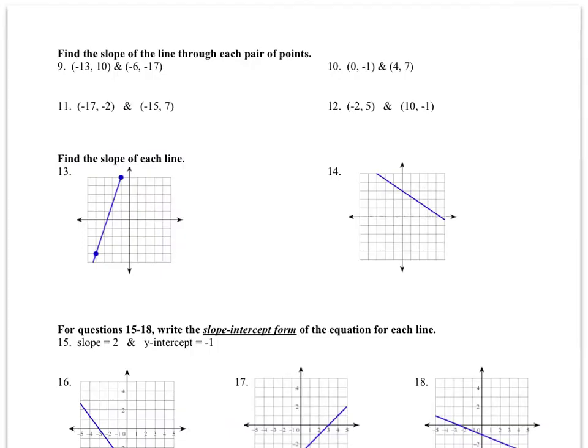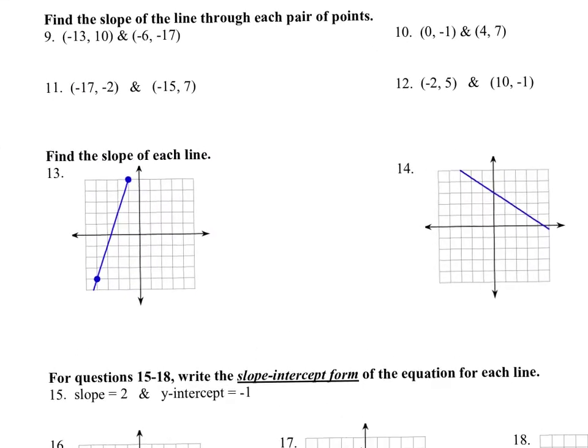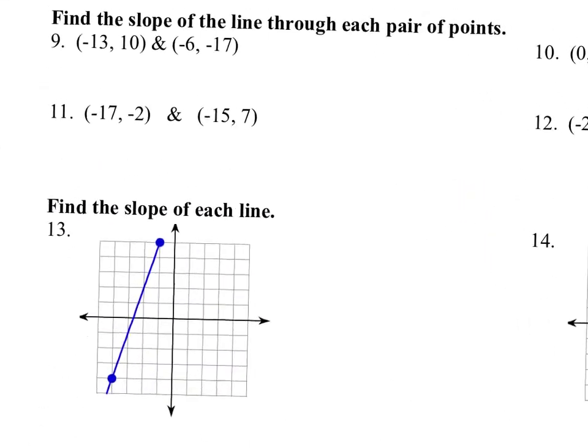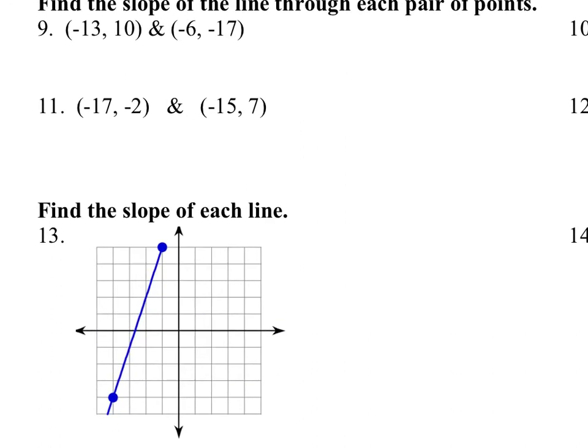Next page. We're going to focus on the first questions. Find the slope of the line through each pair. So number 9, the slope formula is y2 minus y1 over x2 minus x1. That's the official formula. So we can say that this is our first point, and this is our second point.